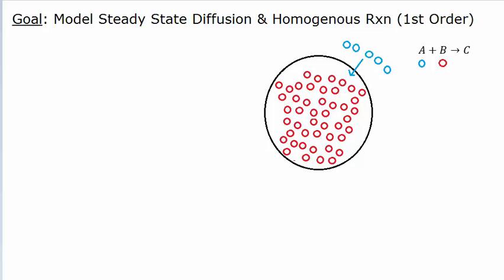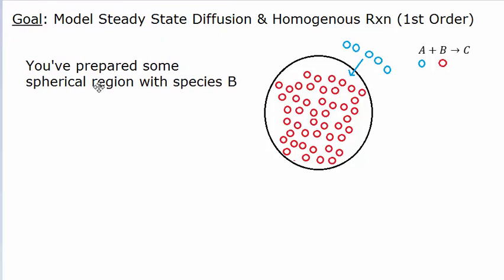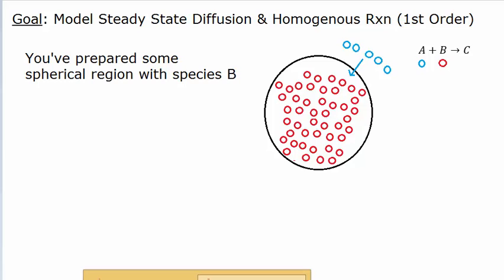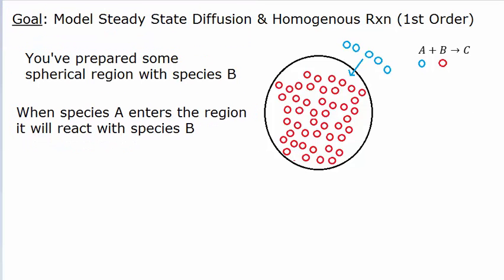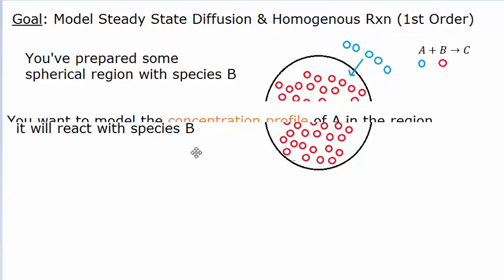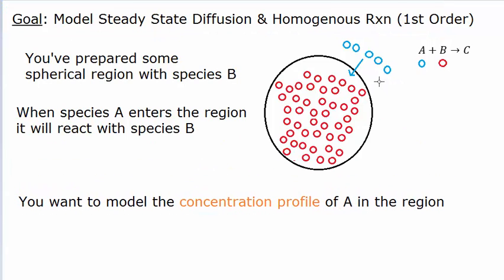So again, you've prepared some spherical region with species B just laying around in the region, and when species A enters that region, it will react with species B. The goal of today's lecture is that we want to be able to model the concentration of species A within this region here. Okay, so how are we going to do this?